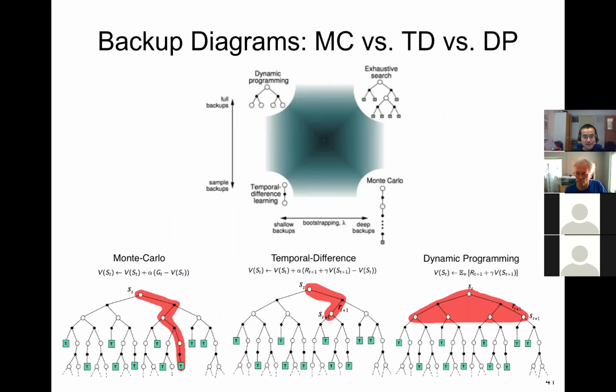So here are the backup diagrams for Monte Carlo. You are running all the way till the leaf, till the end of the episode, the terminal state, and then you do a backup along the path for all the states encountered in the episode. For TD learning, you are doing a one-step backup with bootstrapping, updating V of S_t based on V of S_{t+1}. For dynamic programming, you're doing a full backup.